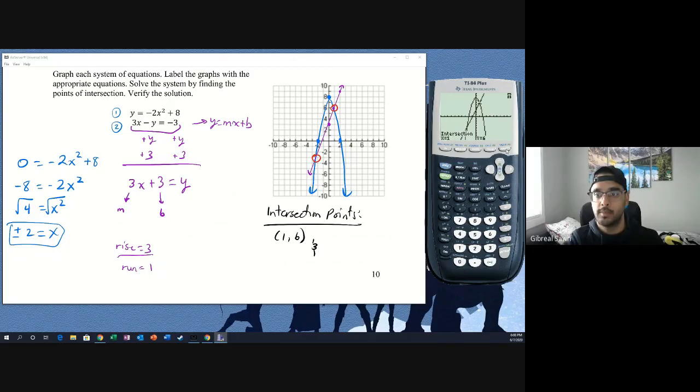I can see that there's a second one, so we've got to do those steps again. Second trace, option 5. Now, if I just keep hitting enter here, I'm going to find the same one. So I've got to actually move the cursor closer to the other one. It doesn't really matter where you are as long as you're in the general area. Then you can hit enter 3 times, and your calculator will take care of the rest. So your other point is negative 2.5 and negative 4.5.